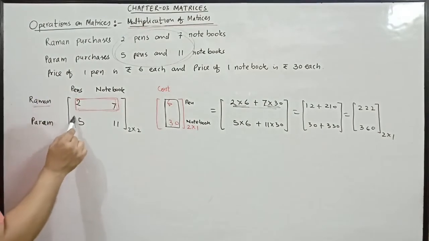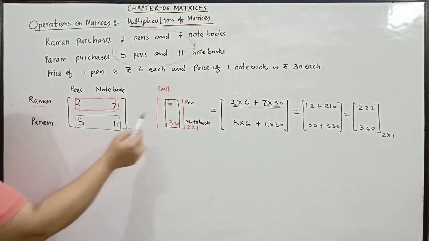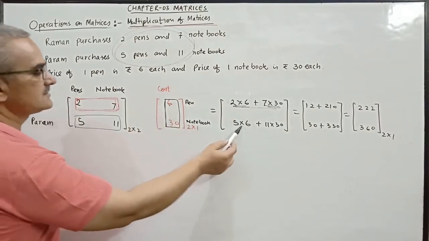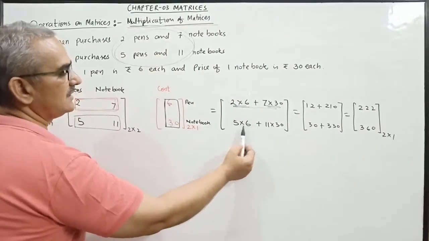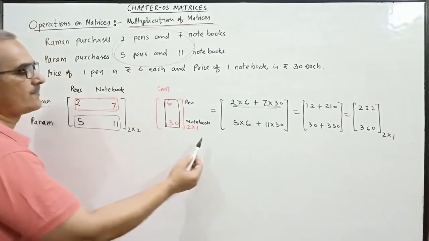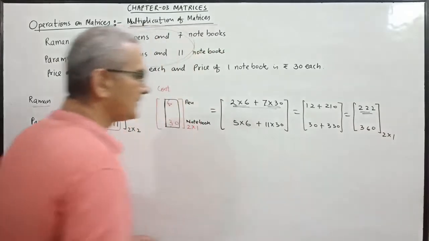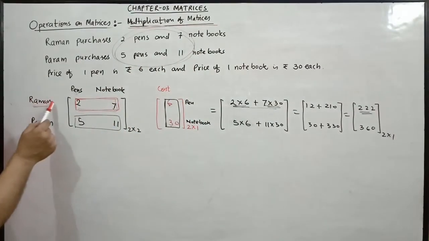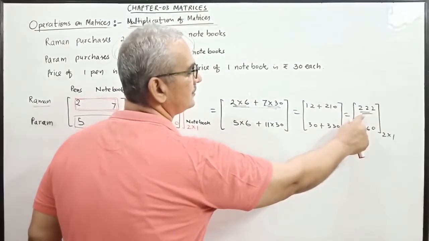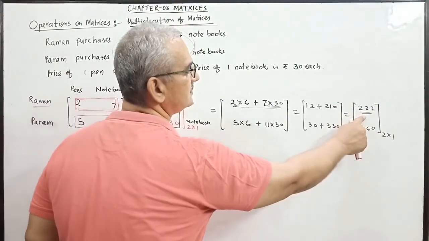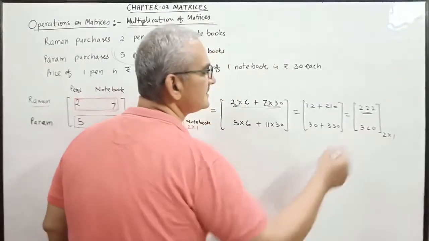Similarly, the information of Param, 5 pens and 11 notebooks, is multiplied by this column. So 5 multiplied by 6 here, and then plus 11 multiplied by 30. I am writing plus here because I have to find out the total cost. So in this way I am getting that the total cost to Raman is rupees 222, and the total cost to Param is rupees 360.